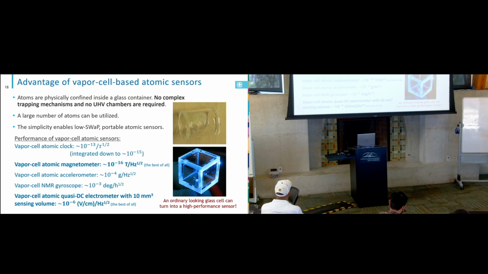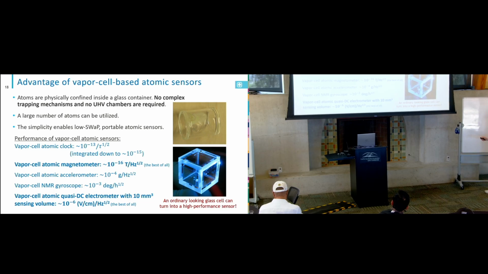And this advantage gives us a better way to make field-deployable atomic sensor devices, because you can reduce the burden of making laser trapping or ion trapping and cooling and other mechanisms. So that's the bullet here. This simplicity enables low SWaP. SWaP stands for size, weight, and power, and you can make portable atomic sensors. Okay, then let's compare the performance using vapor cells.